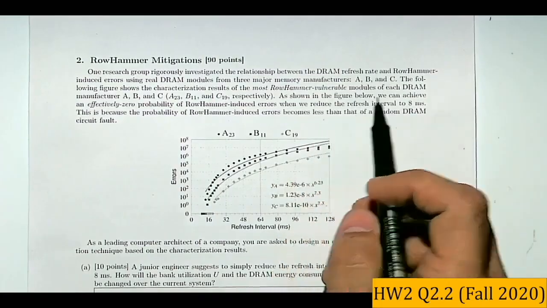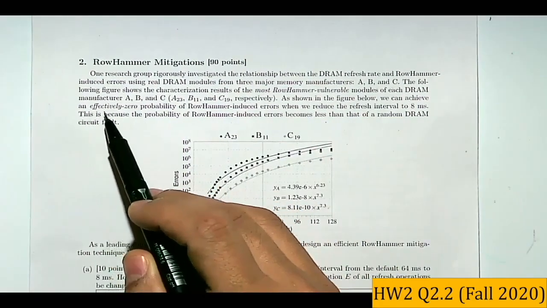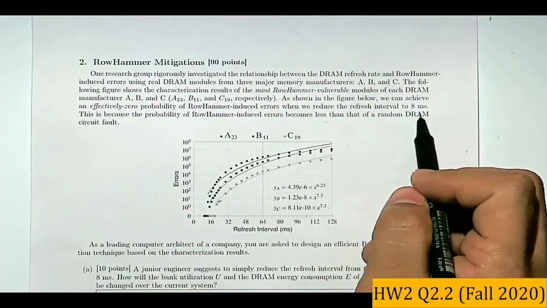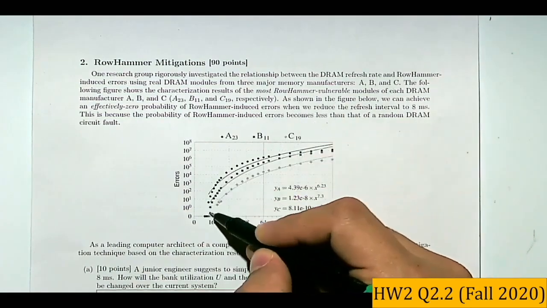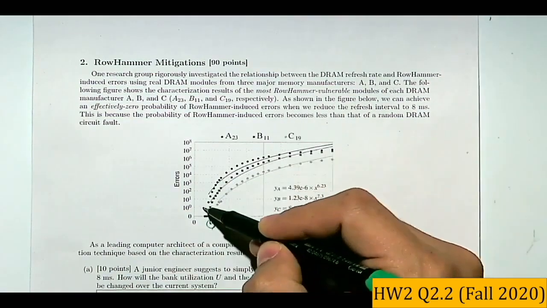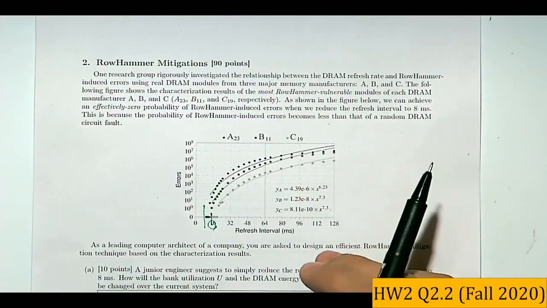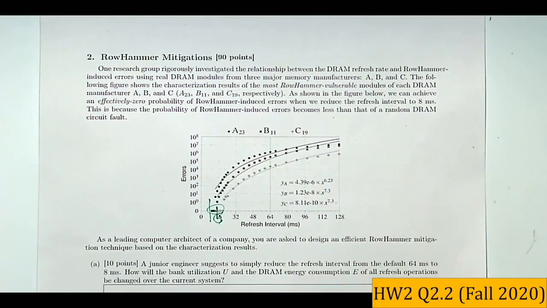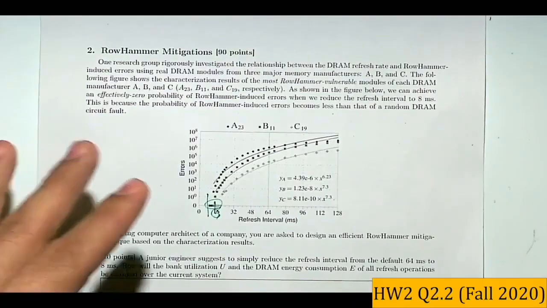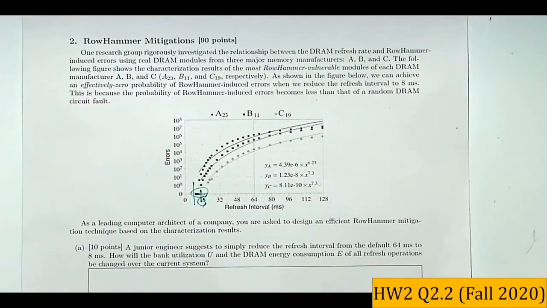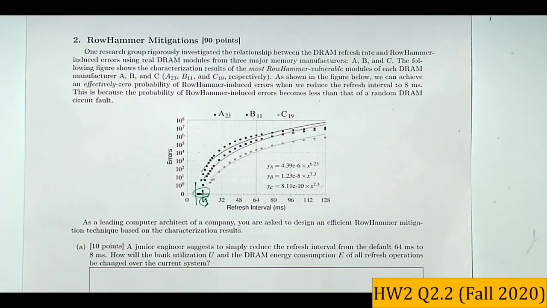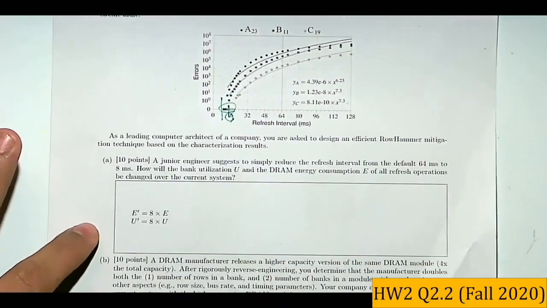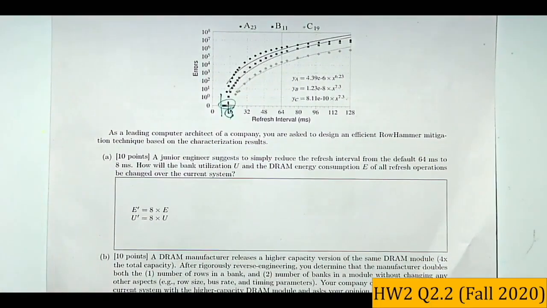And as shown in this figure, we can achieve an effectively 0 probability of RowHammer induced errors when we reduce the refresh interval to 8 milliseconds. So here is 16 milliseconds, and before we reduce the refresh interval to 8 milliseconds, the errors of all modules are close to 0. This is because the probability of RowHammer induced error becomes less than that of a random DRAM circuit fault.